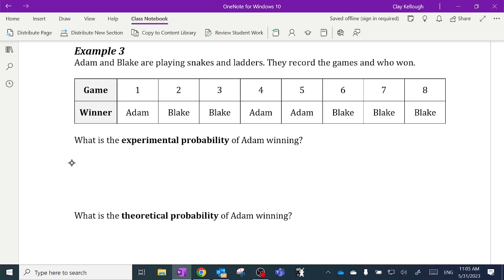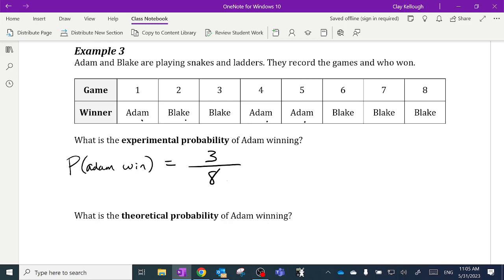Well, probability of Adam winning experimentally is we played 8 games and Adam won 1, 2, 3 of them. So 3 out of 8. Notice this time it doesn't say, give me a fraction and a percent. If it doesn't tell me, I'll do whatever I want, and I want fractions. Fractions just to me make the most sense. You can see the ratio, 3 out of 8.